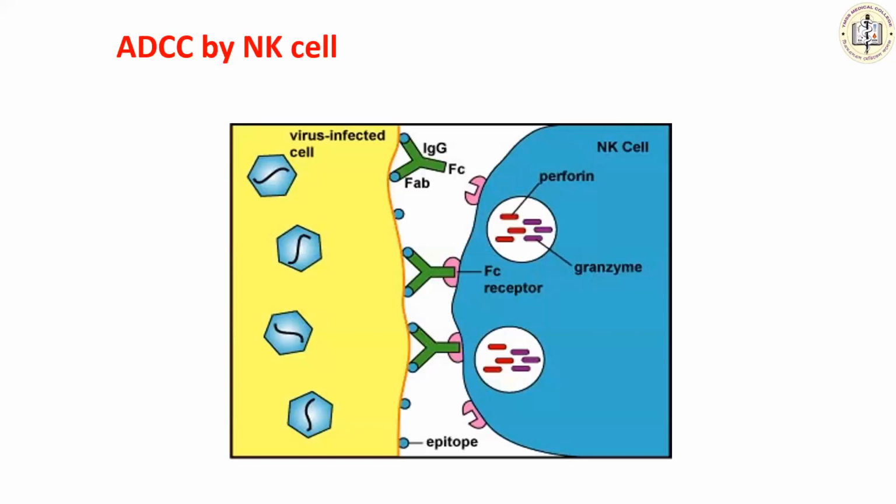Do you have any problem with the ADCC? This can come in the written exam. What is ADCC? This is also a bridge between the innate immune system and the adaptive immune system. The NK cell is a part of the innate immune system. Whenever the antigen binds with the antibody, which is a part of the adaptive immune system, the antibody has the Fc region, and the NK cell has the Fc receptor, and the antibody binds with this Fc receptor. Now the NK cell will release perforin and granzyme and ultimately kill the virus-infected cell. So this is called antibody-dependent cellular cytotoxicity.